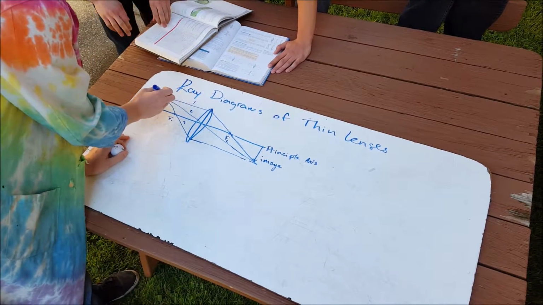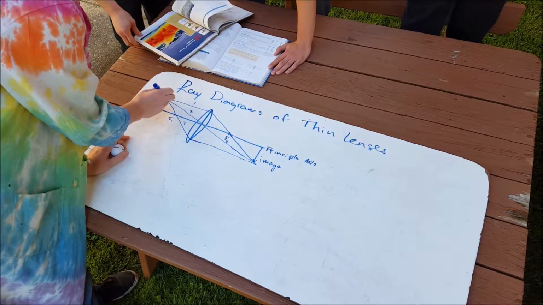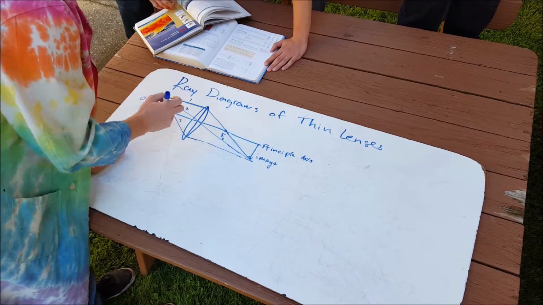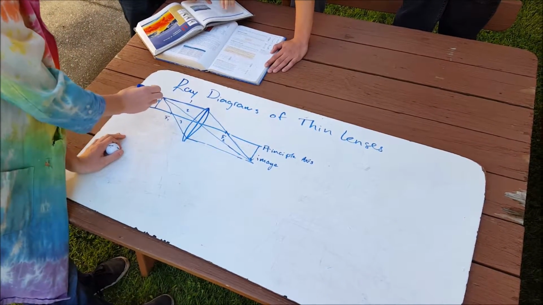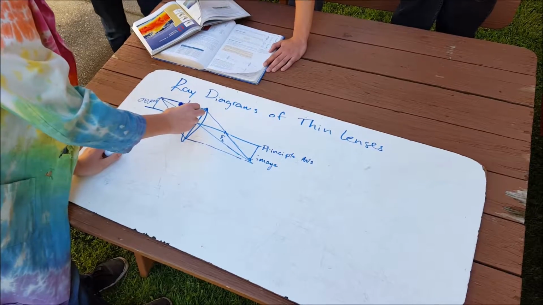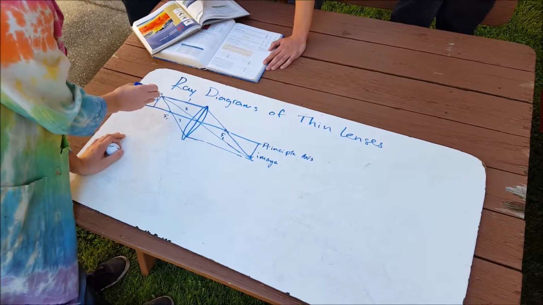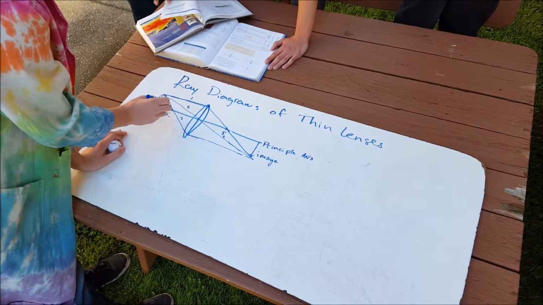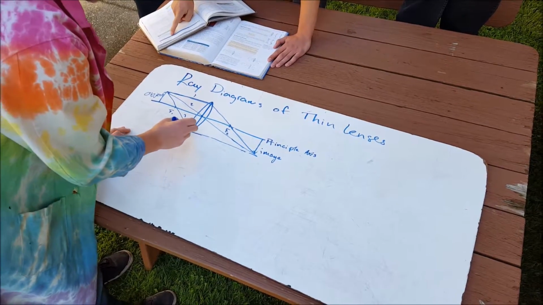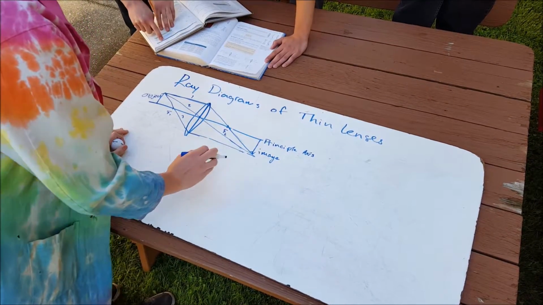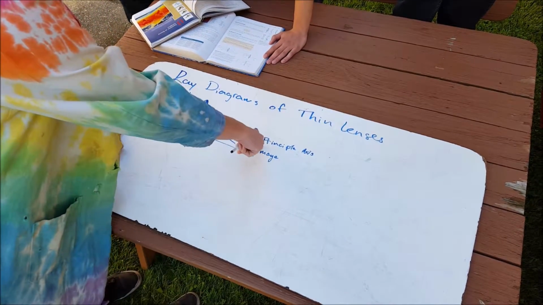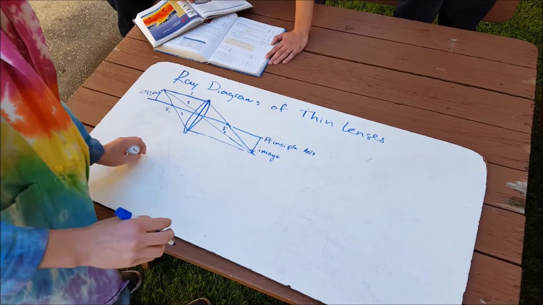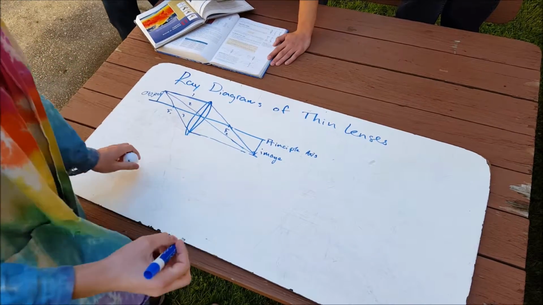So you're going to draw your line from the top of the image parallel to this principal axis that goes right through the center. You're going to draw a line that goes right through the center of the lens. And then you're also going to draw a line that goes down through the focus to the lens and then parallel to the other side of the principal axis. So where those intersect is going to be your image. And since this image is inverted, that means that it is a real image.